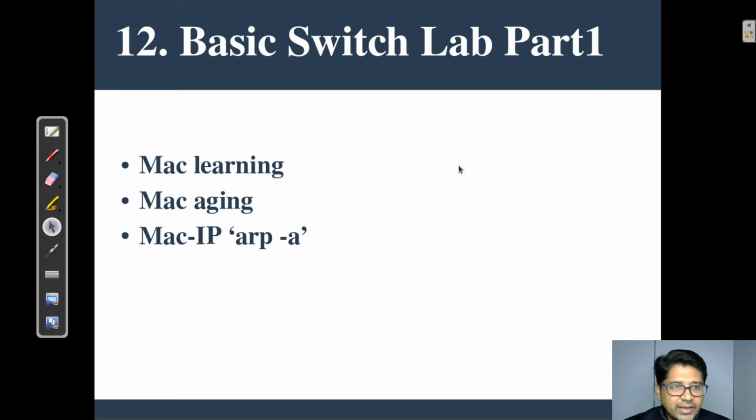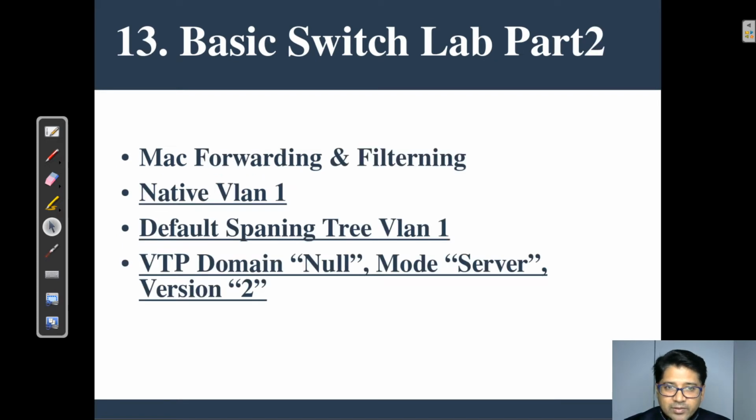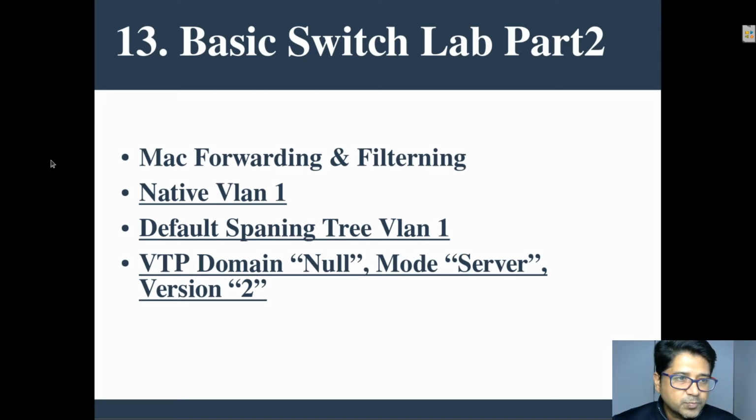We have already completed MAC learning, aging and ARP, and we saw the labs in previous classes. You can refer to the last video, and we are going to continue the same topic which we left from the last class. So this will be part 2 of the basic switching labs. What are we going to see here in part 2?